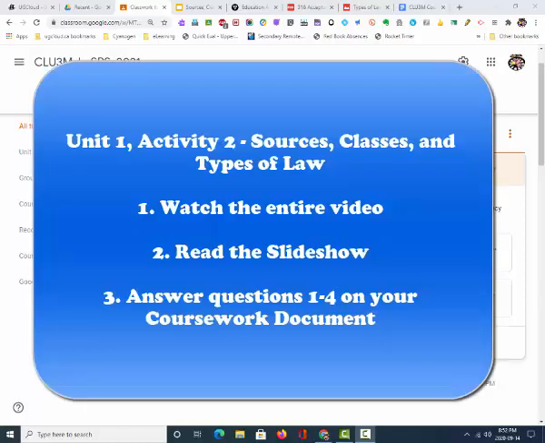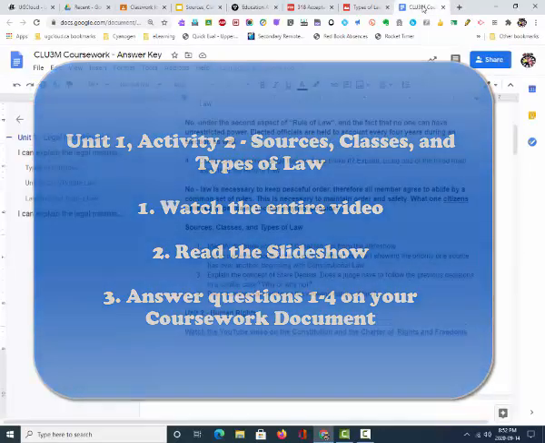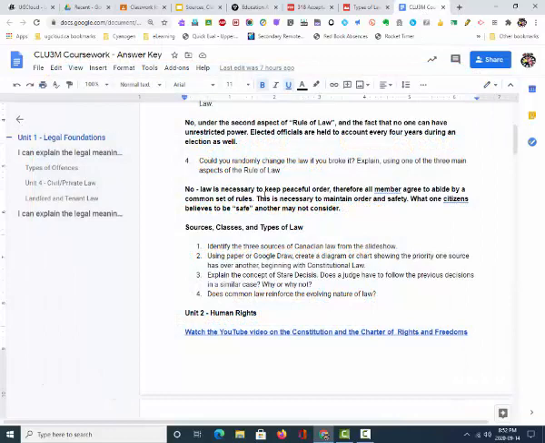Welcome to Unit 1, Activity 2, Sources, Classes, and Types of Law. In today's lesson, you are going to finish this video. You are going to read a slideshow entitled Sources, Classes, and Types of Law, and then you are going to answer the 4 questions on the coursework document under the heading Sources, Classes, and Types of Law. Don't forget to turn your work in at the end of the lesson.